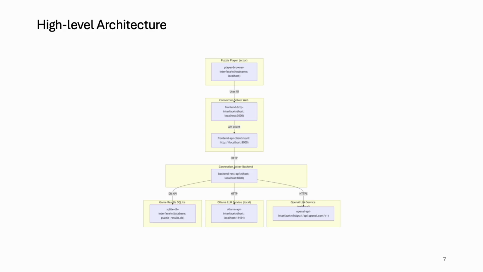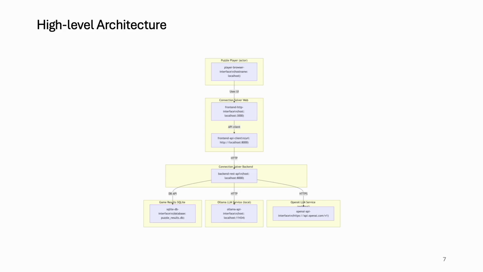All interactions start there. The browser talks to the connection solver web app, which is the front end running locally. The front end renders the UI, handles user input, and acts as an API client when it needs data or wants to solve a puzzle. Those requests go over HTTP to the backend service, also running locally. The backend is the central coordinator. It exposes a REST API and contains the application logic.